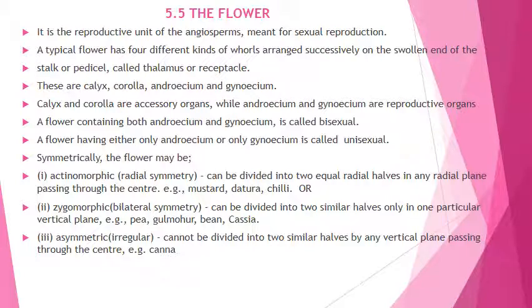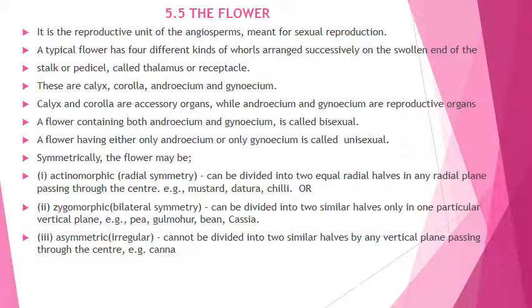A flower containing both androecium and gynoecium is called a bisexual flower. A flower having either only androecium or only gynoecium is called unisexual. If we look at the symmetry of the flower, we find that flowers are divided into three different categories. First, on the slide before you, it is actinomorphic. It means radially symmetrical. If we divide it, it will be divided into two equal radial halves in any radial plane. That's why it is called actinomorphic or radially symmetrical.